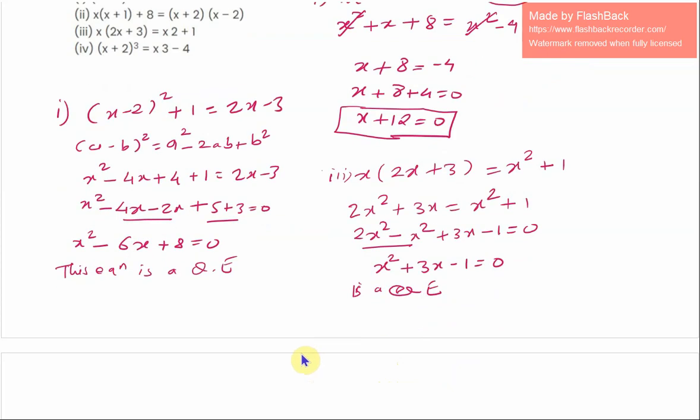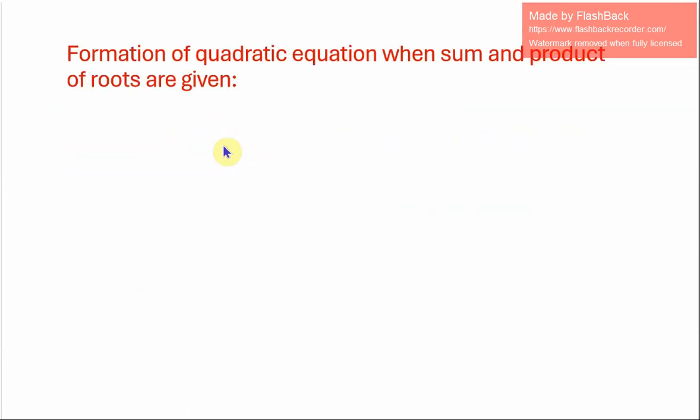Now this last, fourth example I will keep for you. You try and tell the answer in the comment box. Let us go to the next question.